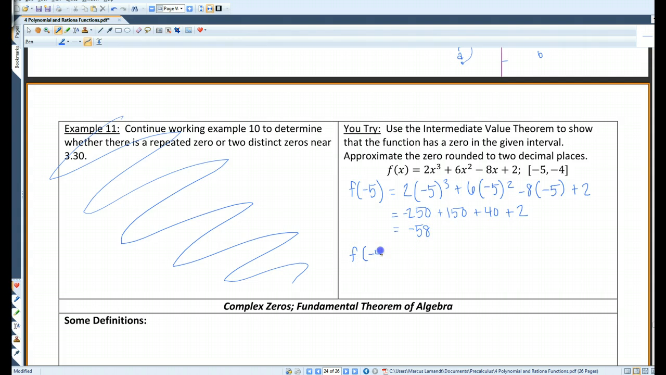Now let's plug in negative 4. 2 times negative 4 cubed plus 6 times negative 4 squared minus 8 times negative 4 plus 2. Negative 4 cubed is negative 64 times 2 is negative 128. This is positive 16 times 6 is 96. Plus 32 plus 2, and you can already see that this is going to give you a positive number. 96 plus 34, that's 130, so you get a positive 2. This is negative, this is positive, so we have proven that by the intermediate value theorem, there is a 0 somewhere in this interval. All right.